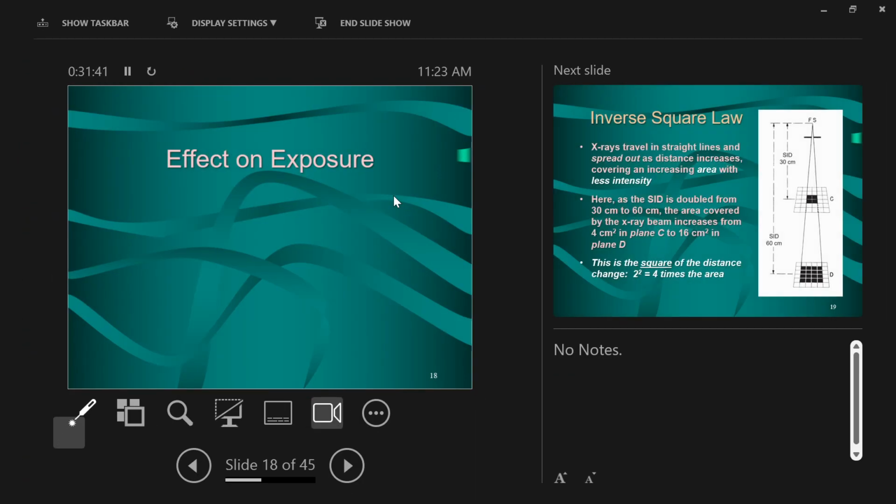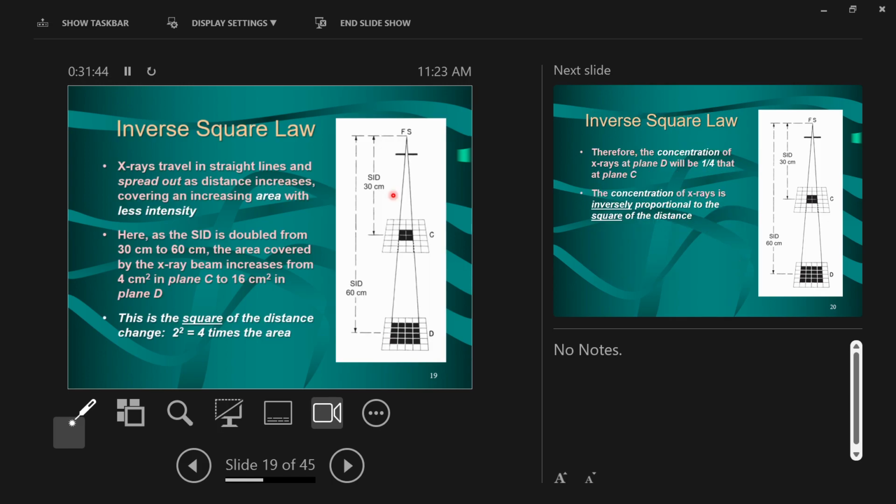I cannot overstate how important this thing is. This is going to be what the SID's effect on exposure is, and this is a law called the inverse square law. It's one of the main formulas you'll have to know as an X-ray tech. You should be able to pluck this out of memory. So here's the idea. X-rays, as well as all visible light, travel in straight lines, and they spread out as they travel through space, covering an increasing area with less intensity as they move away.